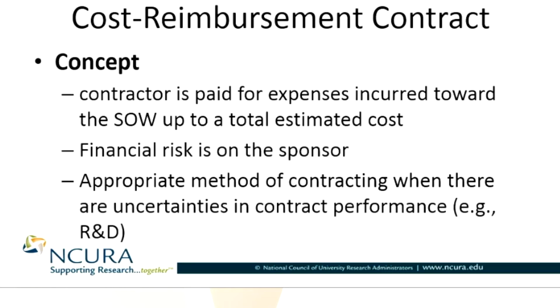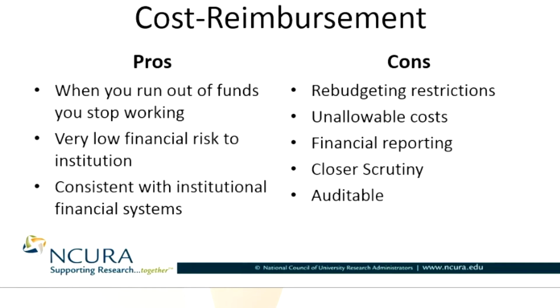to a common ground. So, universities tend to prefer cost reimbursement contracts over fixed price because when you run out of funds, you stop working. There's very low financial risk to the institution, and it's consistent with institutional financial systems.